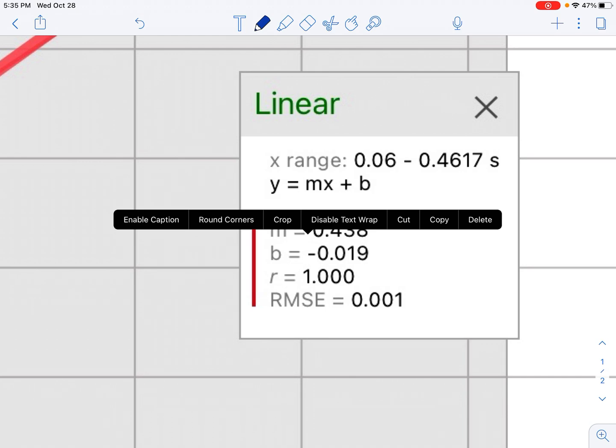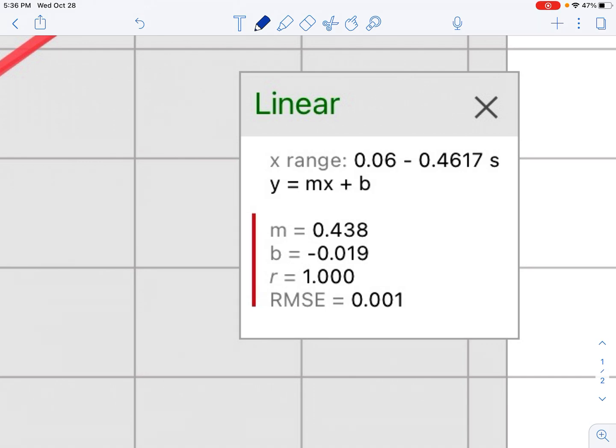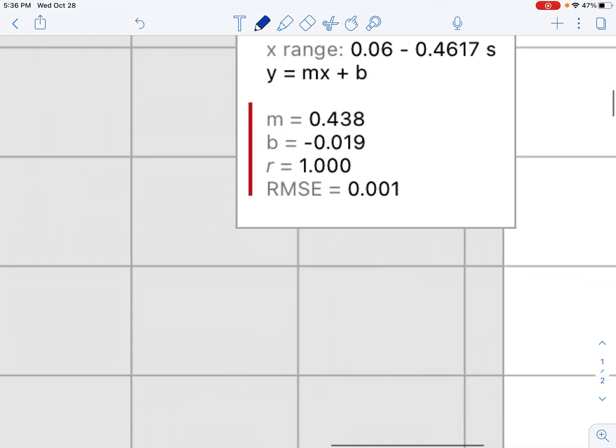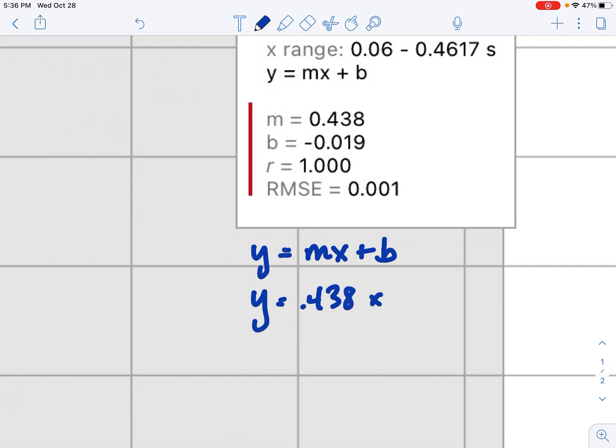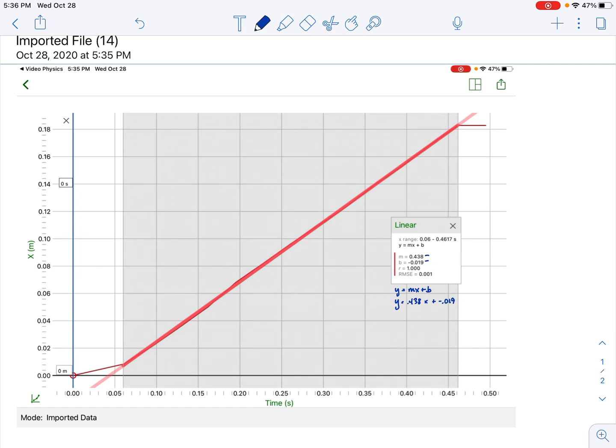So now it's my job as a physicist to actually write out this equation properly. So I know that y equals mx plus b. It's tempting to write y equals 0.438 x plus negative 0.019. See what I did there? I plugged in m and b into the equation. And that's partway there. But in physics, what we need to do is add units and variables.